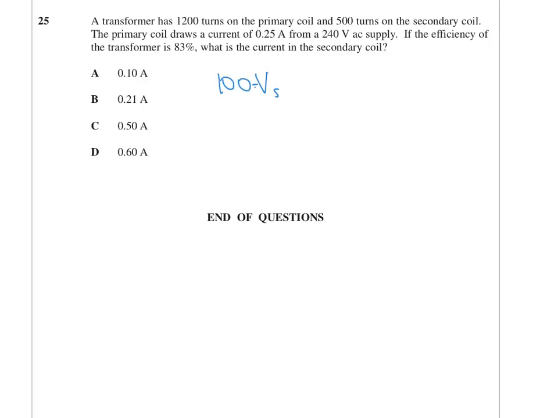The input power is going to be IV, so it's going to be 0.25 times 240, which is 60 watts. But it's 83%, so if you multiply that by 0.83, that's going to give 49.8 as the power out. Divide that by 100, gives you a current of 0.498, so 0.50 once we've rounded it there. Okay, so that's that paper complete.